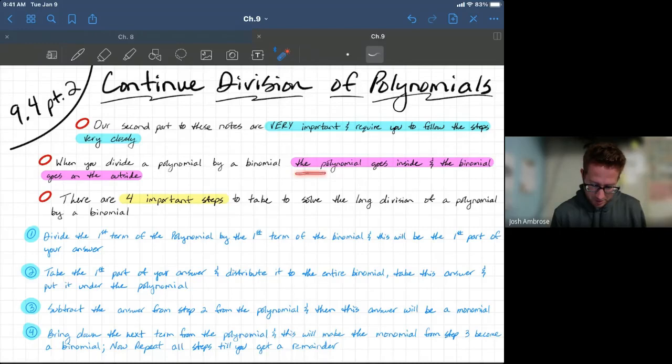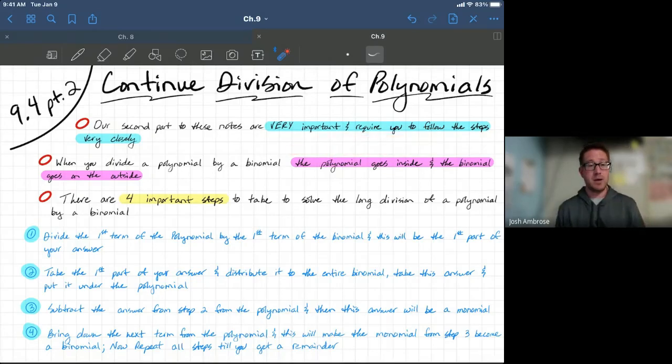Okay. So the polynomial goes inside. And when I say goes inside, you remember doing long division where you had the box, you had a number here, and you had a number here. So inside means it's going underneath the box. If I say outside, that means it's going right there. Okay, so the polynomial, that's the bigger expression, that's going to go inside. Okay, the binomial, the smaller expression, goes on the outside. Okay, so when you're setting it up, binomial goes here, bigger polynomial goes inside here.